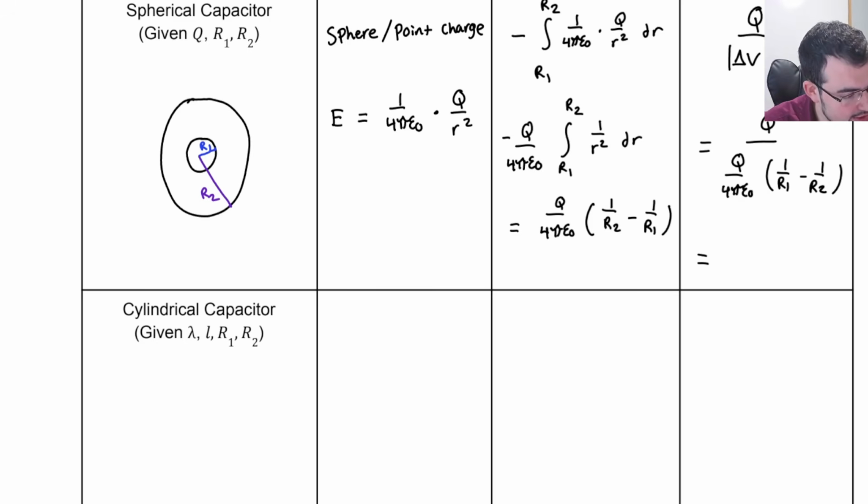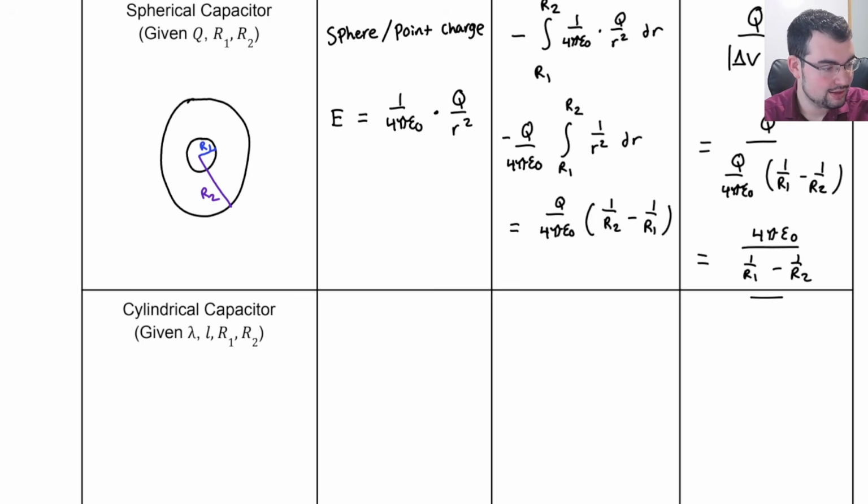So we can simplify this and show that it is only based on geometry. And we get this expression. And the only things that affect it are the sphere radii and epsilon, which we assumed was epsilon naught, but we could change that by putting a dielectric in here, for example.